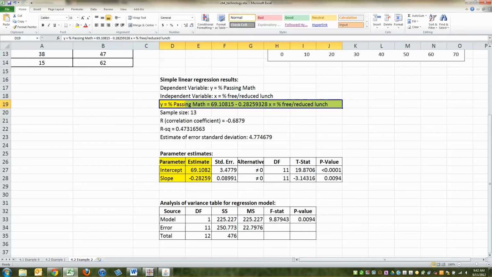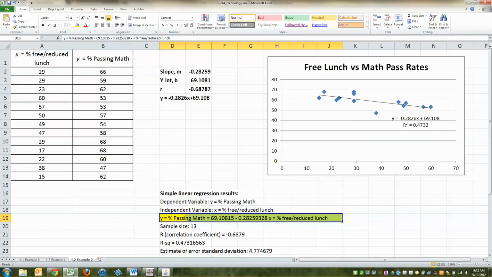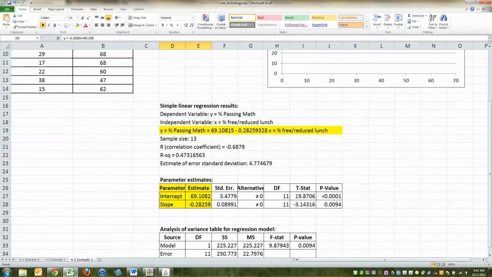It's the same thing. 69.1, they just wrote it backwards. 69.108 minus 0.282 times x, right? So they're writing the opposite of this. That's fine. That also works. So you get it a whole bunch of different ways.